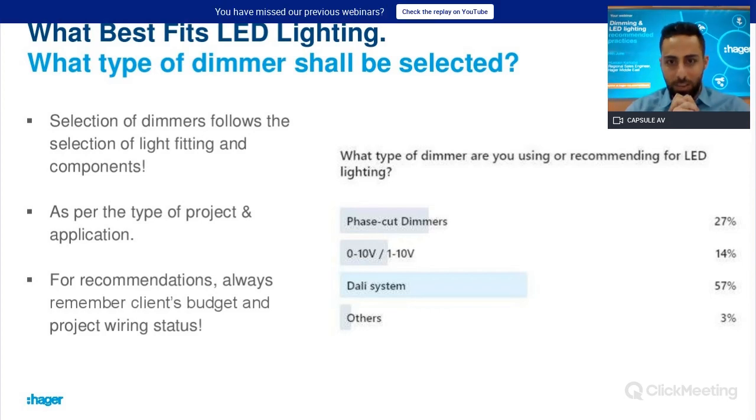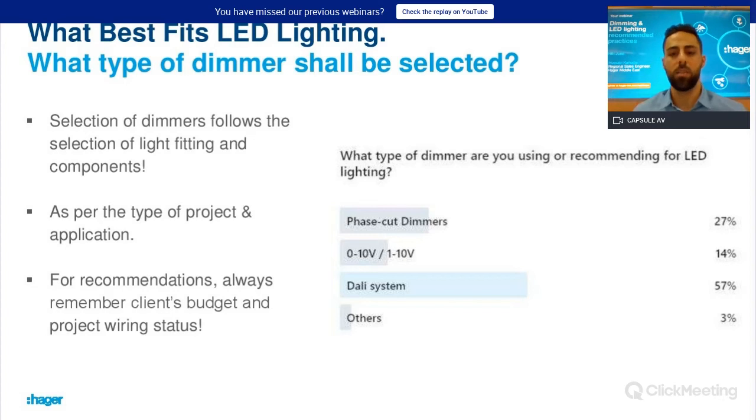This is an interesting point. What dimmer shall be selected? Actually, I ran this question on LinkedIn a while ago just to see the feedback of the people. And it's important to say here that whoever asked or answered this question is a professional, a person who works in this domain. So we can see that there's no one answer. There is DALI, there's 1 to 10, and there's phase dimmers. People recommend all of them sometimes, but we need to take care of many points.